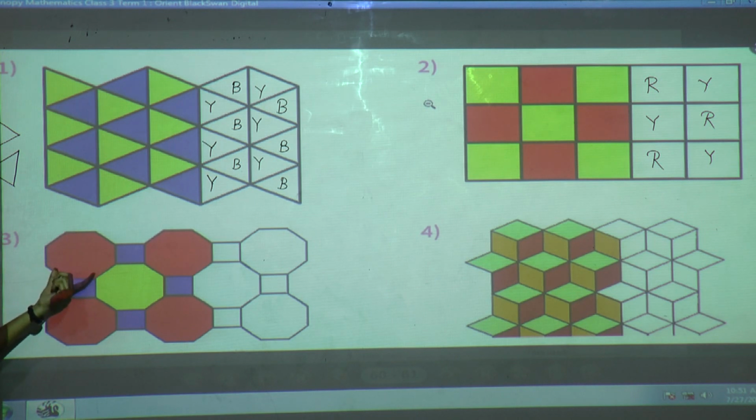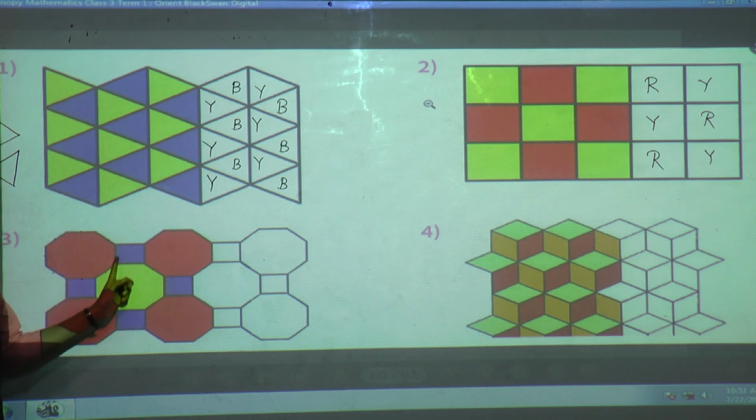Here which two shapes you can see? Yes, this is an octagon. Why is it an octagon? Octa means 8. It is an 8-sided figure. 1, 2, 3, 4, 5, 6, 7, 8. This is an octagon. And here one square is there also. One octagon and one square.